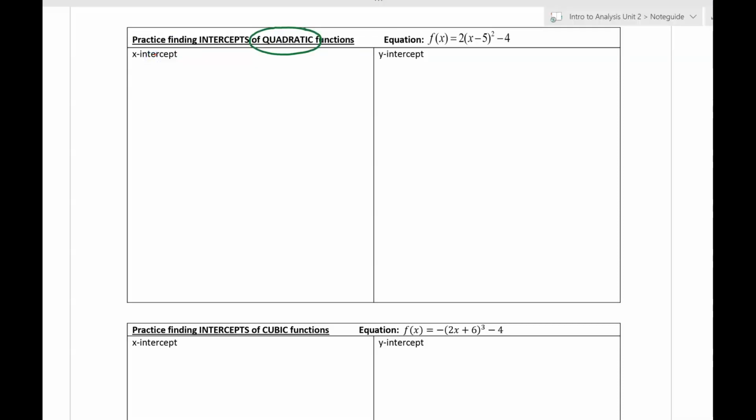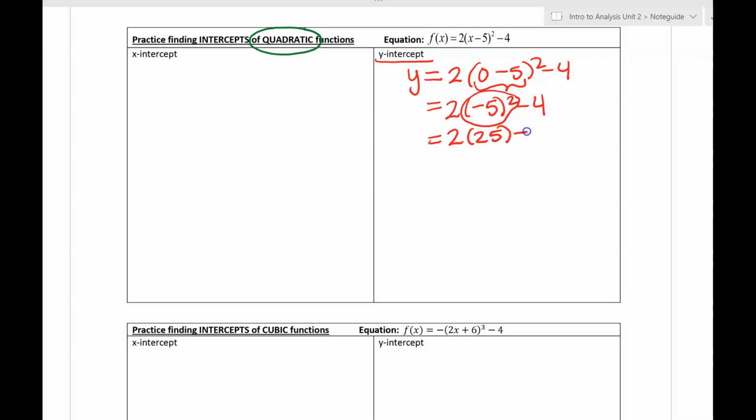So y-intercepts tend to be a little bit simpler because our equations tend to be written in y equals. And so when you plug 0 in for x to find your y-intercept, you really just have to complete this calculation and follow the order of operations correctly. So we would do what's in the parentheses first. Then our exponents, which is this guy right here that needs to be squared. And then we would multiply before we subtract. So our y-intercept would be the point 0, 46, and that should make sense with what we have on our quadratic graph.